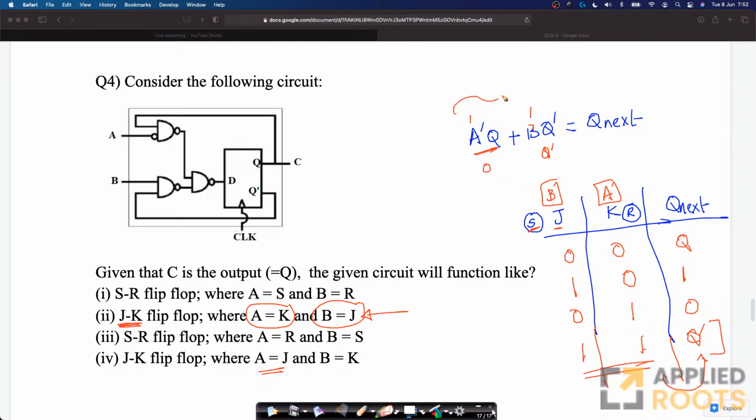Again, arriving at this expression is simple Boolean algebra. Once you do that, you just see what's happening when you say J equals B and K equals A, or vice versa, right? So you'll see that the right answer is 2, which most of you got. Okay, simple, straightforward question. If you're careful, you'll get it.